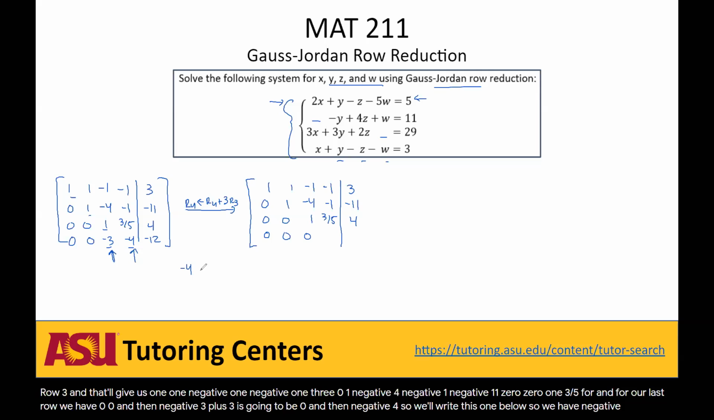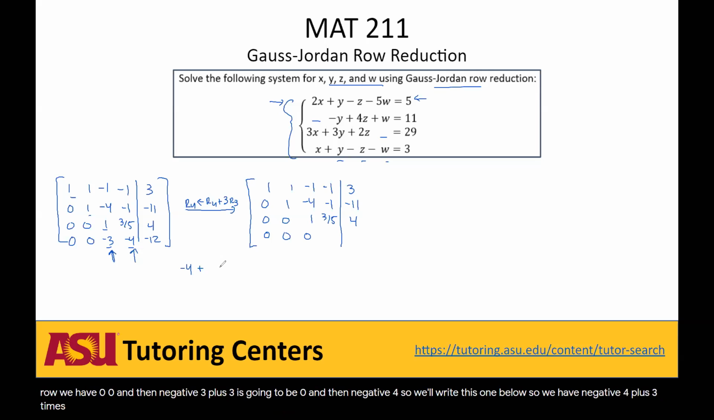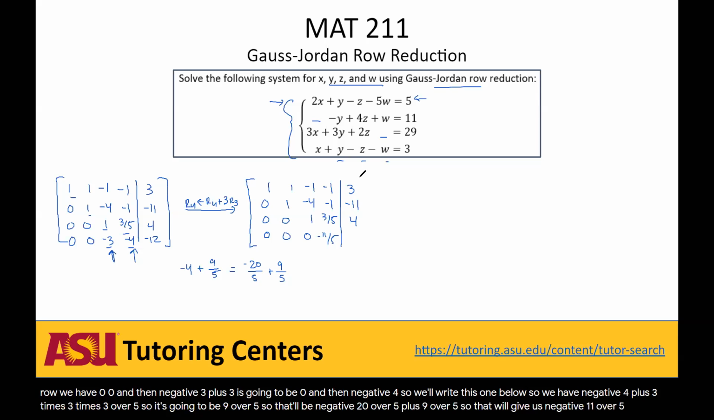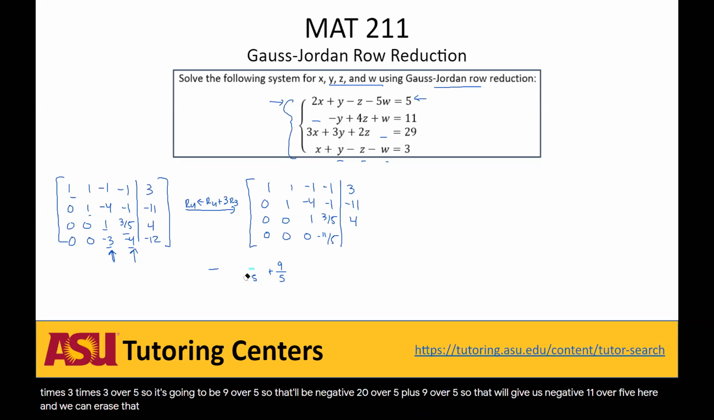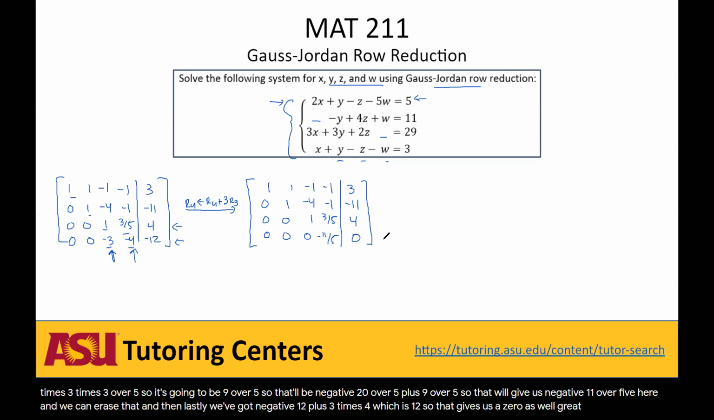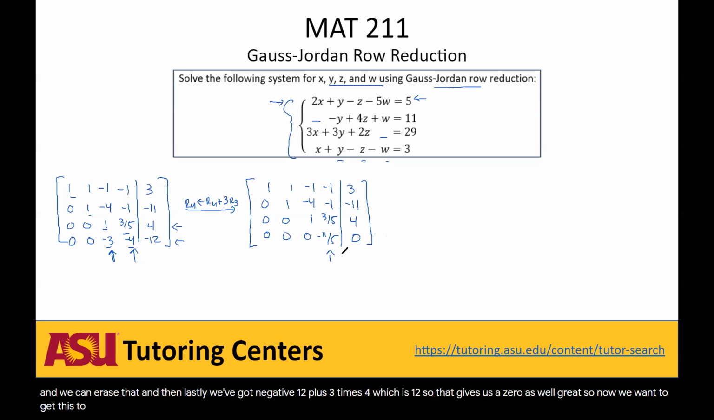So we have negative 4 plus 3 times 3 over 5, so it's going to be 9 over 5. So that'll be negative 20 over 5 plus 9 over 5. So that'll give us negative 11 over 5 here. Now we can erase that. And then lastly, we've got negative 12 plus 3 times 4, which is 12. So that gives us a 0 as well. Great. So now we want to get this to be a 1. And so the only thing we need to do here is multiply this by negative 5 over 11.